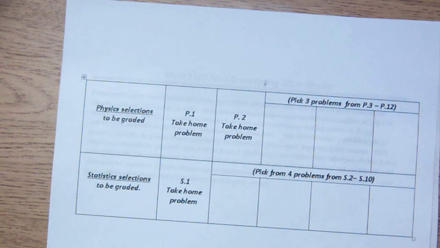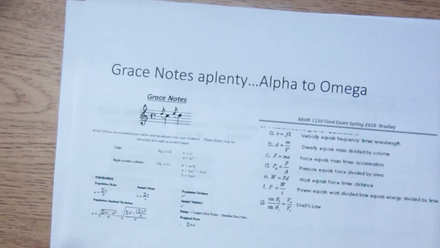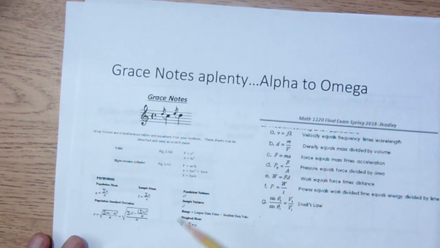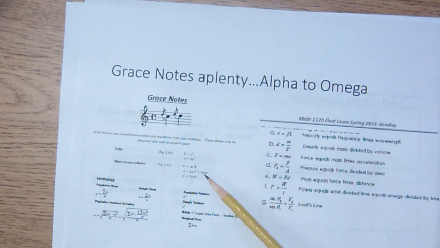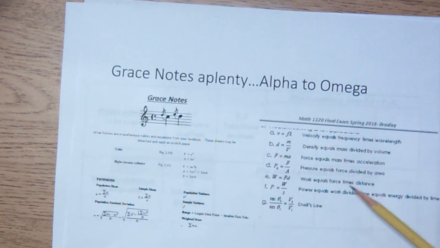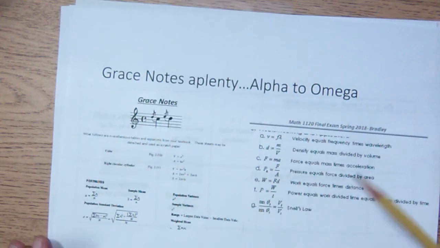There are grace notes aplenty, and there's alpha to the omega. Mostly these are sections from the back of your book, although there's a couple of geometry problems that I put in the front, and I did give you some additional physics equations at the end. But mostly these are the end material from the chapters in your book.